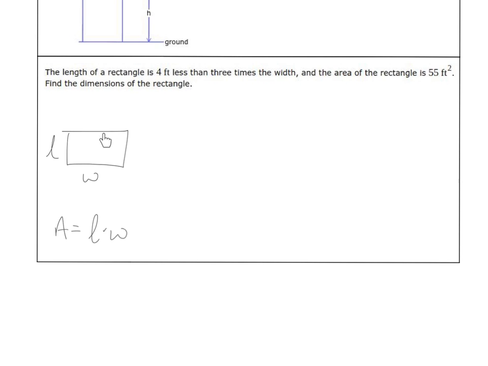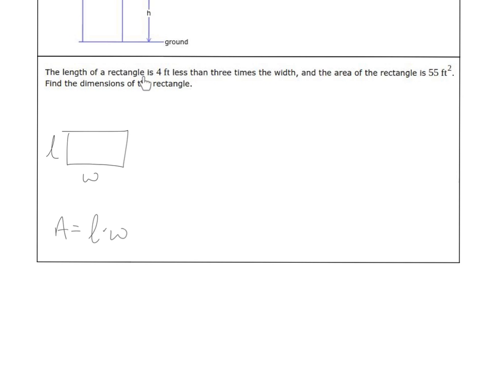We know that if I have a rectangle, there's a length and a width, and the area is length times width. We need to start by trying to get this all in terms of one variable, and this is going to be our clue right here. The length of a rectangle is 4 feet less than 3 times the width. It's kind of a mouthful, so we're going to break this down piece by piece.